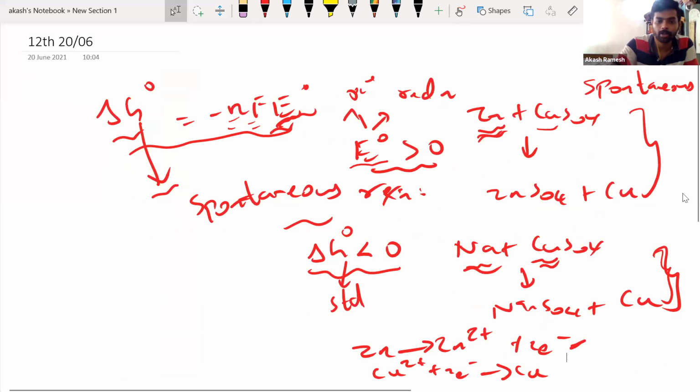Right. So we are talking about these two reactions. We spoke about this reaction, and I'm writing the half reactions basically. What is happening to zinc? What is happening to copper? That's what we are looking at here.